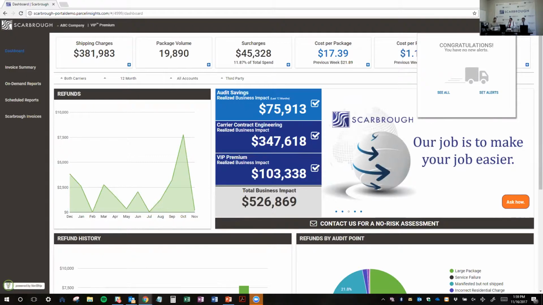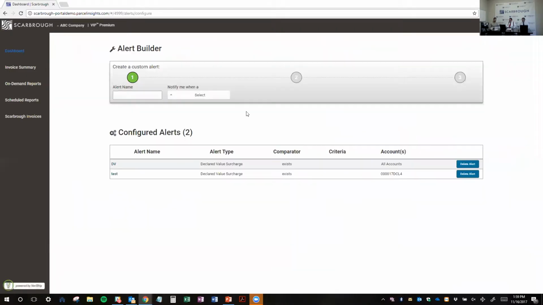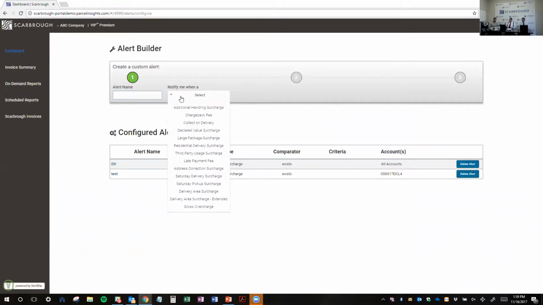Essentially, what that allows us to do, let me click into here, is, I set this up for customers who usually have traditional business practices, the realm of what usually happens in their business for the week. They might declare value on this number of packages usually, or they may have third-party usage this often. They may have packages that are often $200 or less, for example. So they can come in here and build certain alerts based on that.